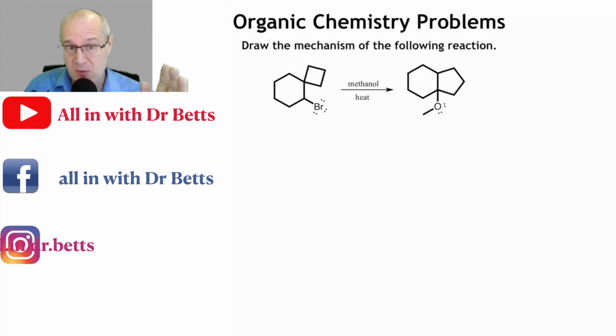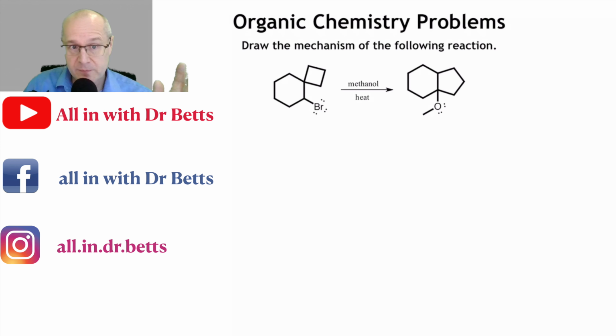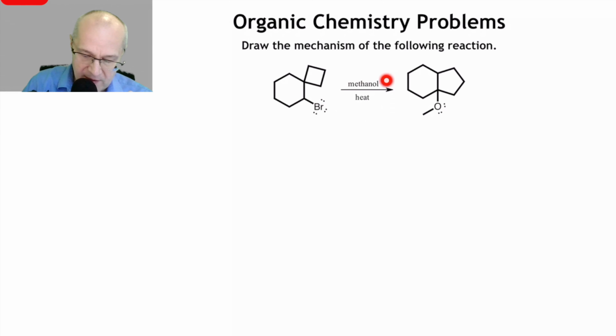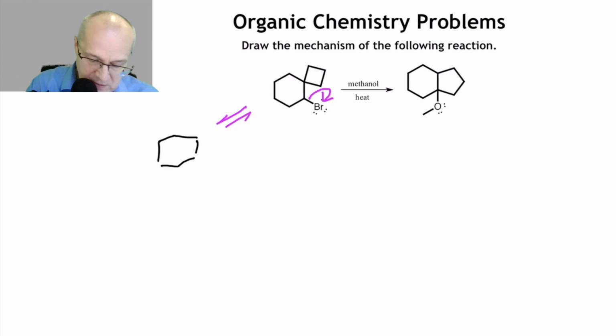We know this is an SN1 reaction. We know that to be true. How do we know that? Well, we have a secondary halide and methanol and heat. So we know it's an SN1 reaction. So let's go ahead and just draw that. We know that the leaving group here is going to leave, and that's going to give us the carbocation that we all know is going to form, because it's SN1. There we go. So there's my secondary carbocation.